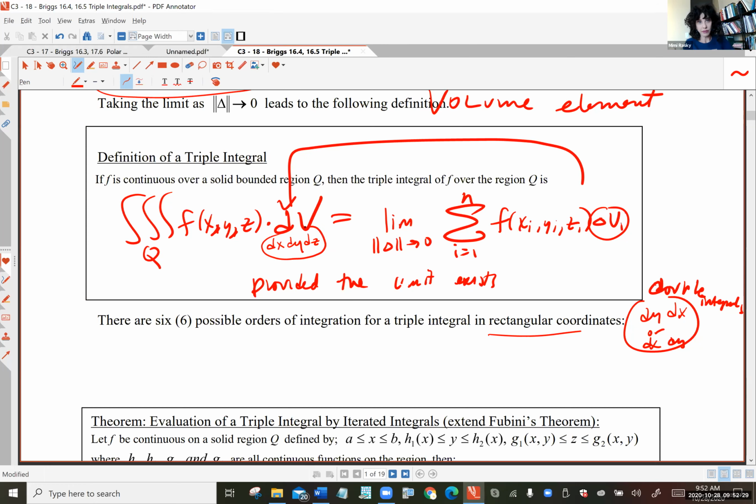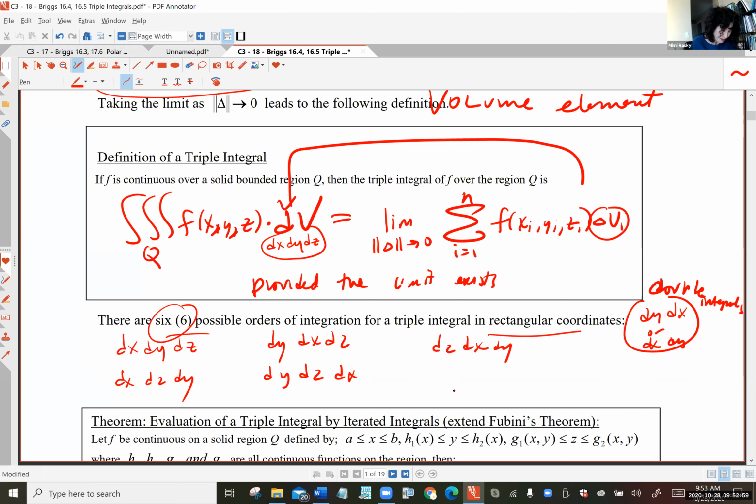And what are they? Well, dx dy dz is one choice. What are the other orders of integration? You just do all the possible mixtures. You could have dx dz dy, or dy dx dz, or dy dz dx, or dz dx dy, or my personal favorite, dz dy dx.